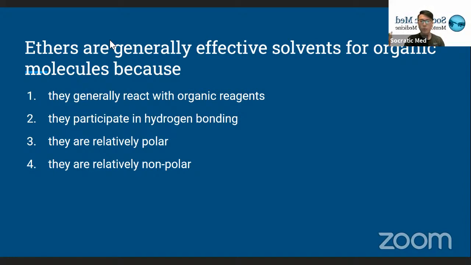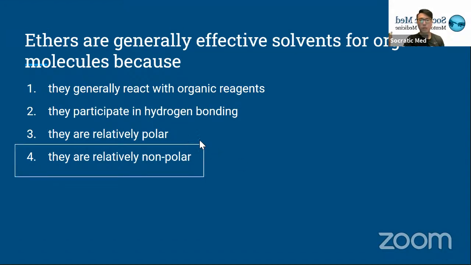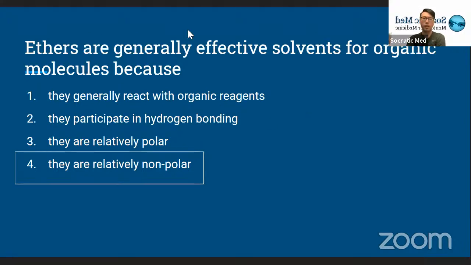So most people chose choice C, but the answer is actually choice D. So ether, like I said, organic solvents are non-polar. The polar solvents are the aqueous phase. Ethers are organic molecules, so they would be in the organic phase, which is the non-polar solvents.